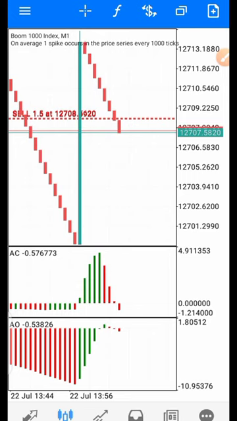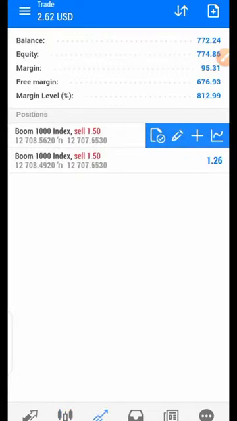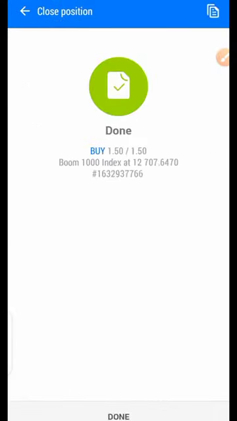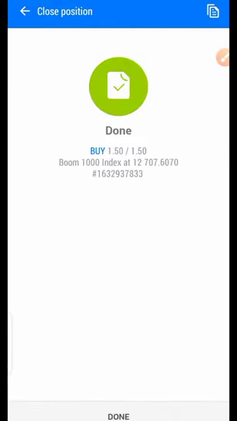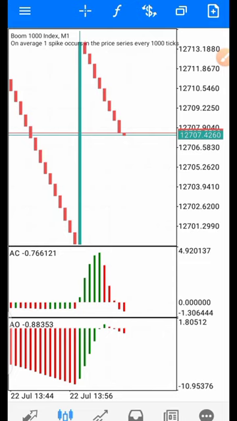What will reduce the amount is when you enter the trade late. You can see I have 1.3 here and I have 1.2 here. It's already one candle. I have to close it. That is what the strategy says. One candle, $1. That's why I use 1.5 lot on Boom 1000 or Crash 1000.